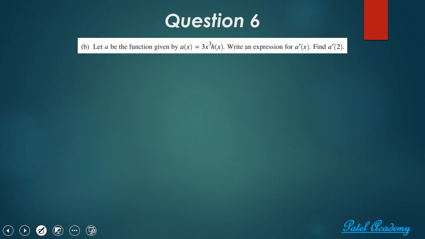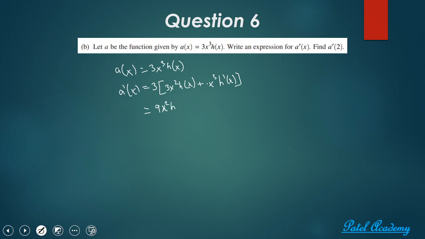Part B, let a be the function given by a of x is equal to 3x cubed times h of x. Write an expression for a prime of x, and find a prime of 2. Alright, so a of x is equal to 3x cubed h of x. So a prime of x is equal to 3 times, now taking product rule, I have 3x squared h of x plus x cubed times h prime of x, which is equal to, now factoring this 3 in, I get 9x squared h of x plus 3x cubed h prime of x.